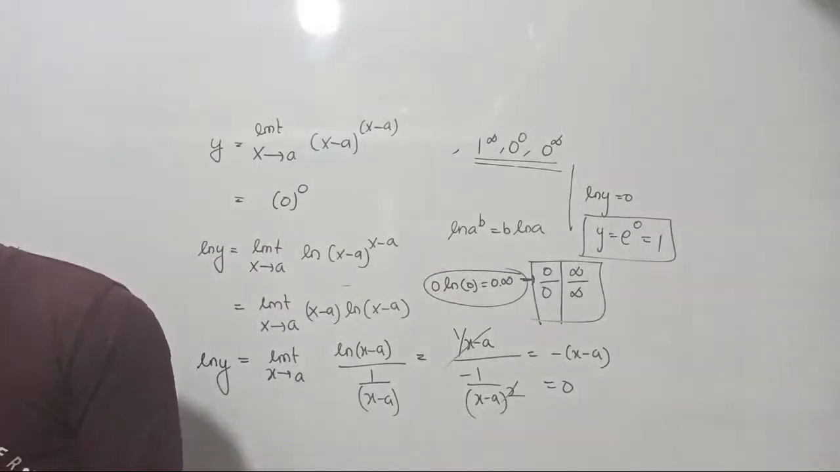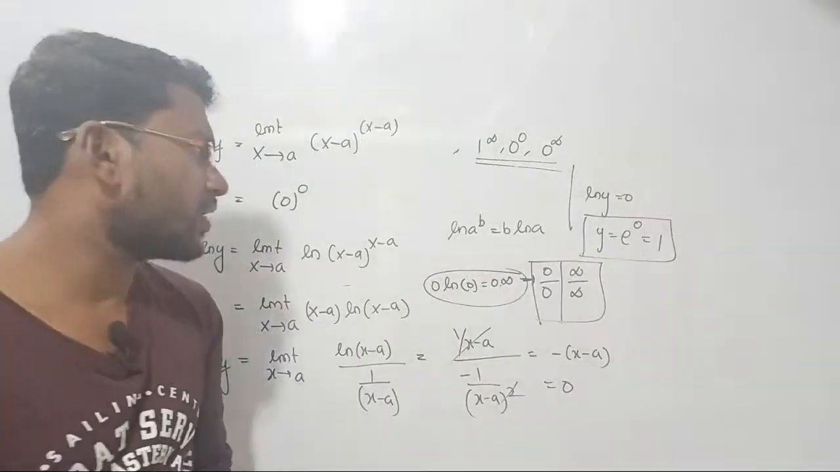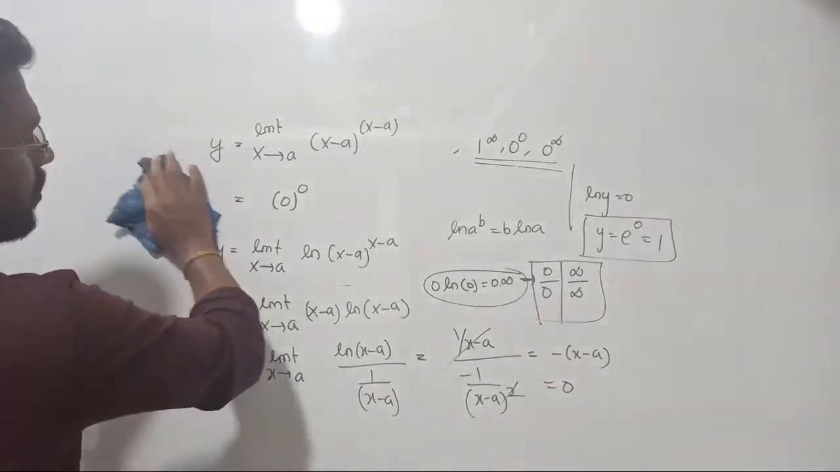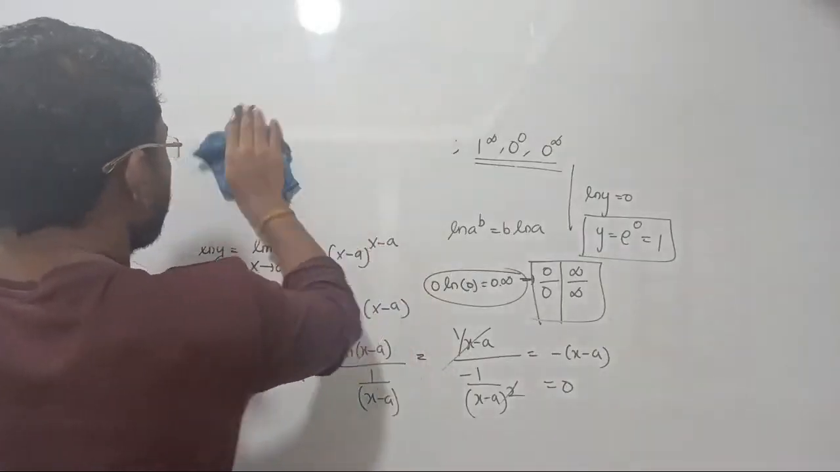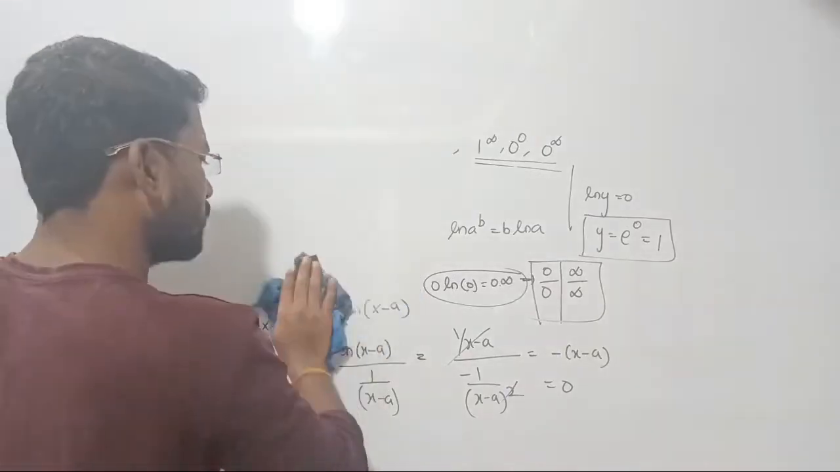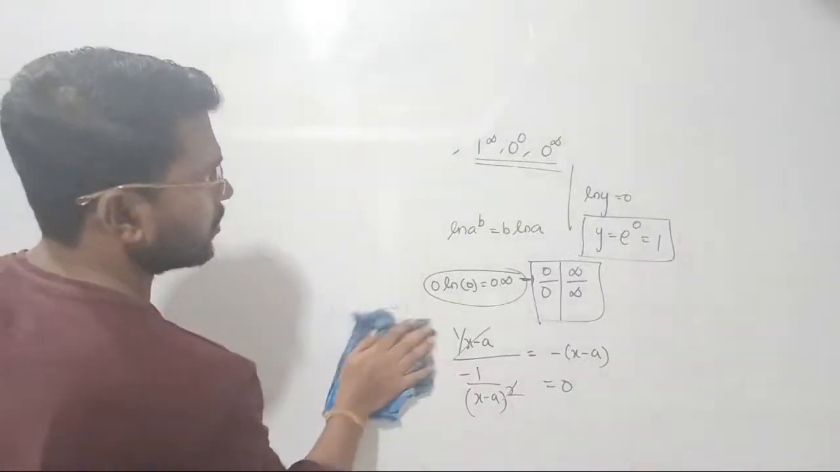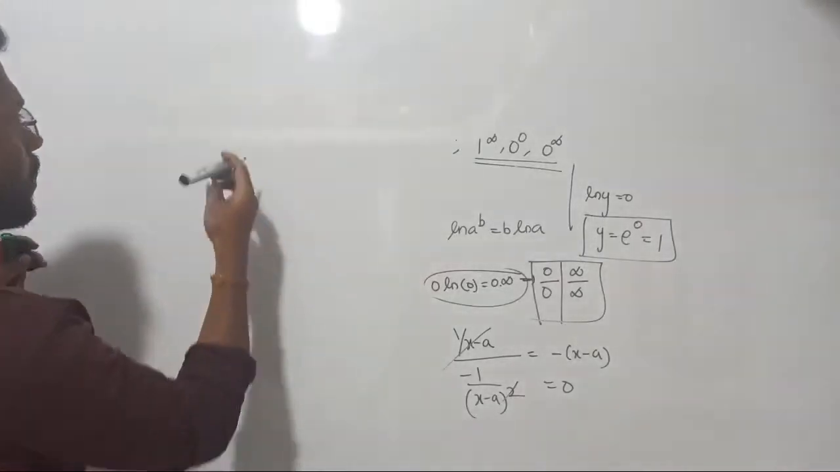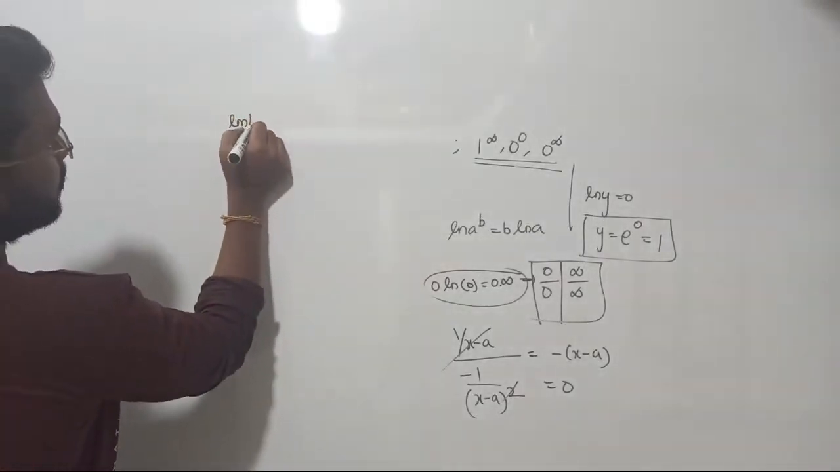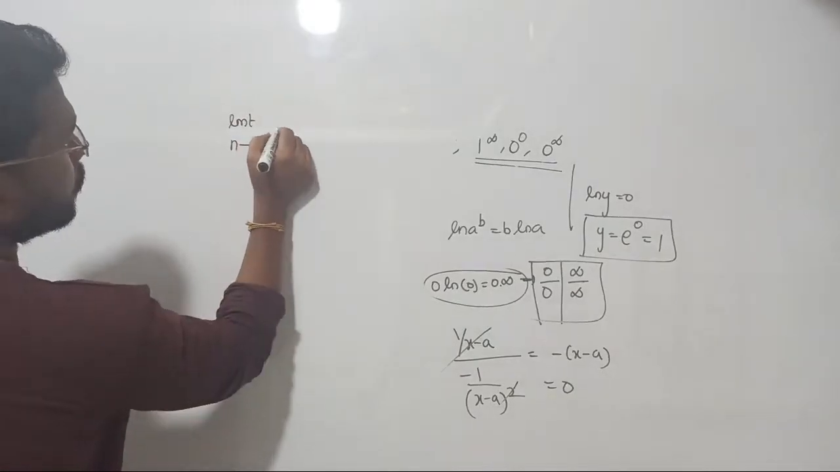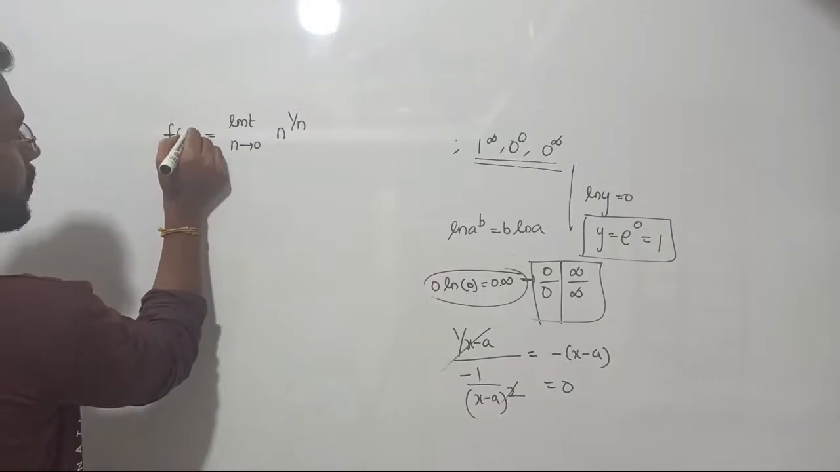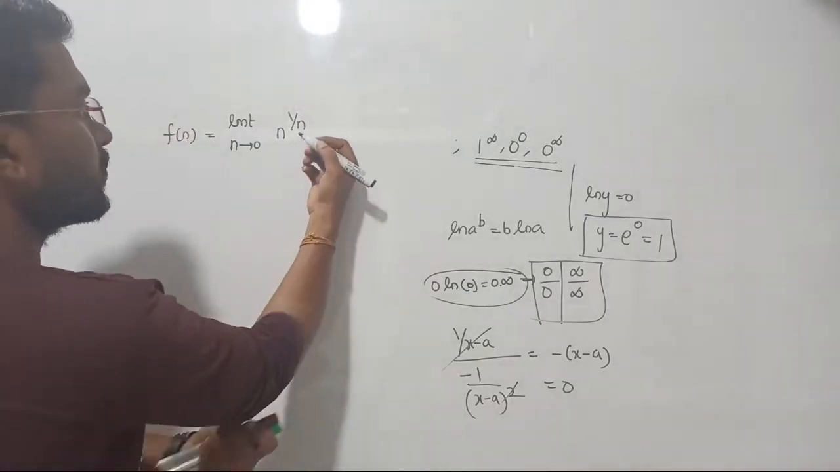Okay, but I think that is n power 1 by n, right? So let us check whether that is correct or not. That question is n power 1 by n with n equal to 0, something they told, right? Let me take one more example. That is, n is approaching 0, n power 1 by n. That is the function. Let us take f of n, and now we have to find the answer for this one.